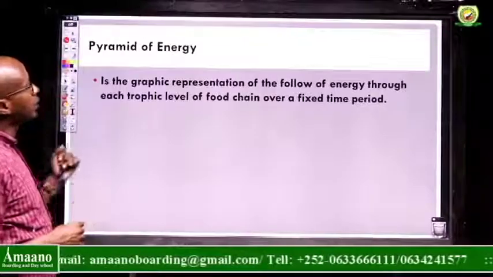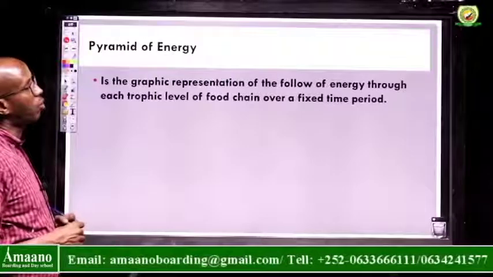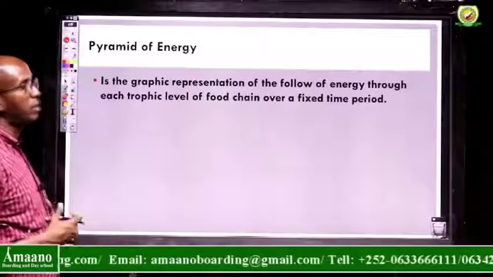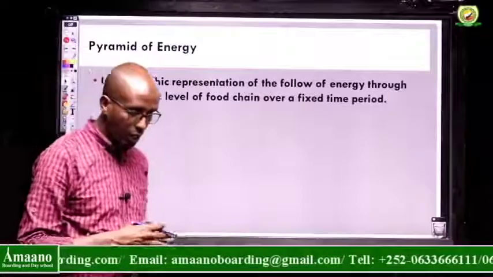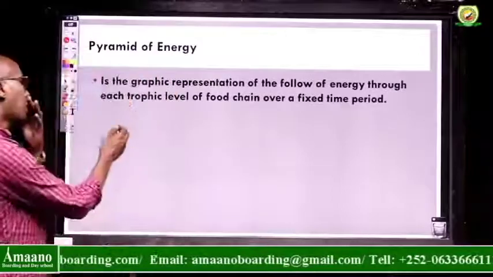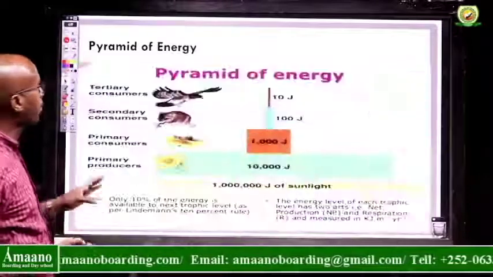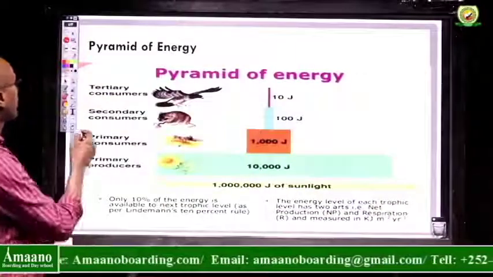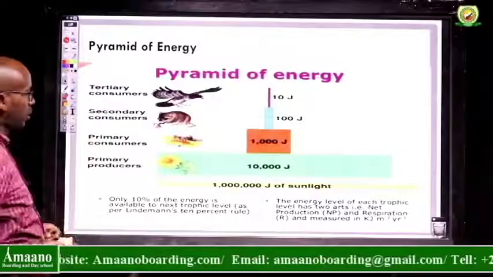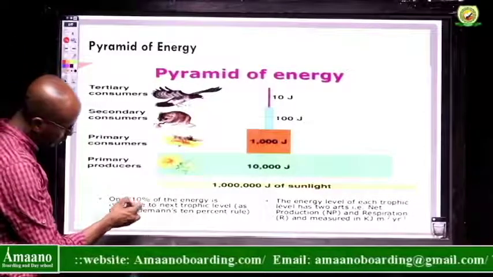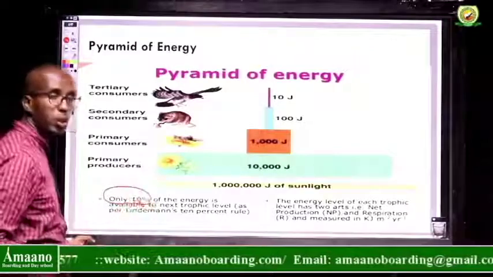This is a graphic representation of the flow of energy through each trophic level of a food chain over a fixed period of time. It's also known as the pyramid of productivity. Please look at this. We have here what is called the 10% rule.